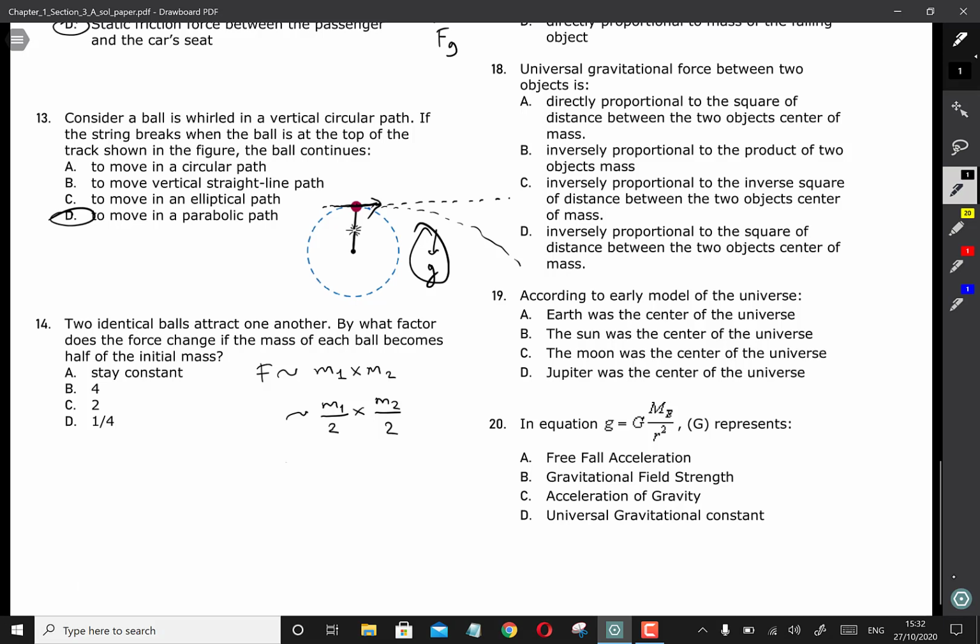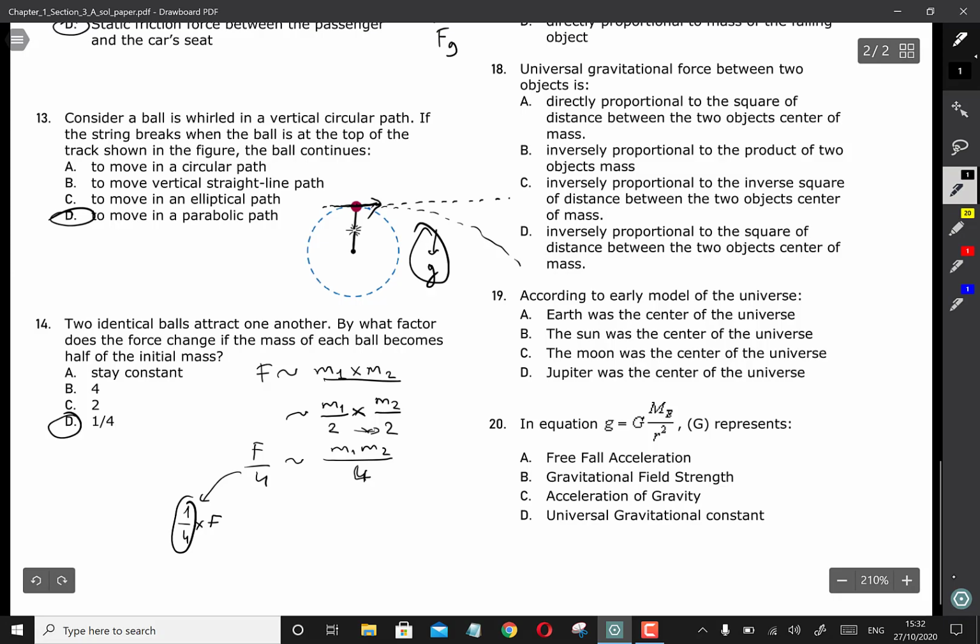So then continue. This is multiplication, so the numerator is m1 times m2, but the denominator becomes 2 times 2. You will multiply them. 2 times 2 is 4. So compare them. What you did was divide m1 times m2 by 4. So the force must decrease by a factor of 4, or must change by a factor of 1 over 4, because this F over 4 is written as 1 over 4 multiplied by F. This is change 1 over 4.